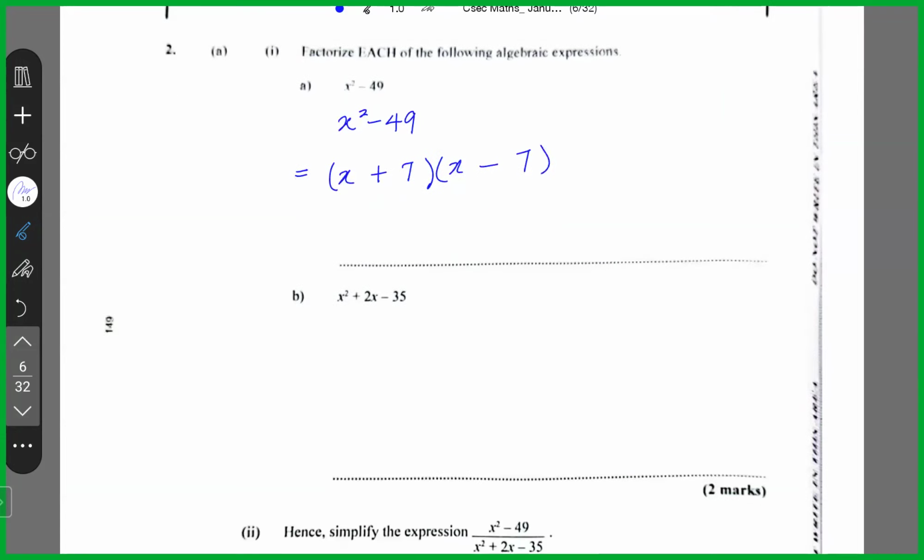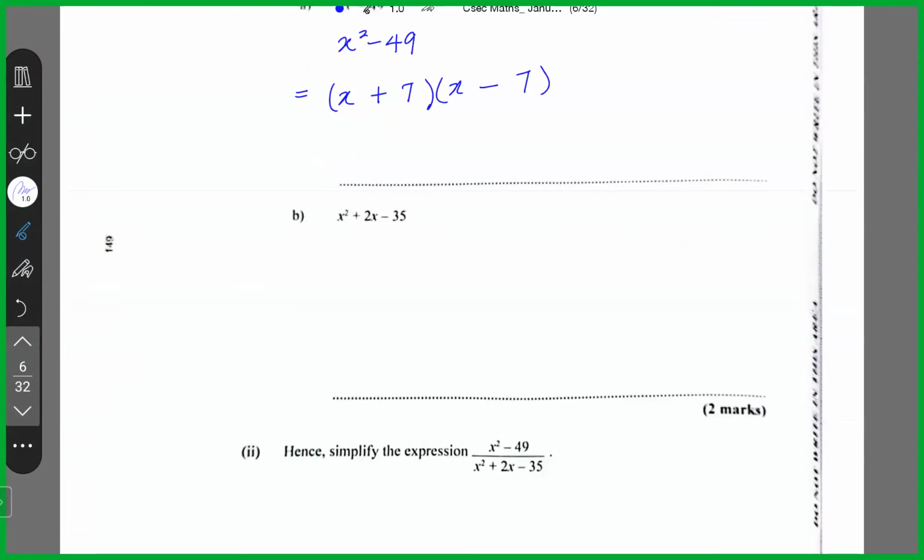Going down, we're to factorize x squared plus 2x minus 35. Now, x squared plus 2x minus 35 is a quadratic expression. To factorize, I'm going to use the ABC method. A is 1, C is minus 35, and B is equal to positive 2. To factorize, I'm going to split the middle term and factorize by grouping.